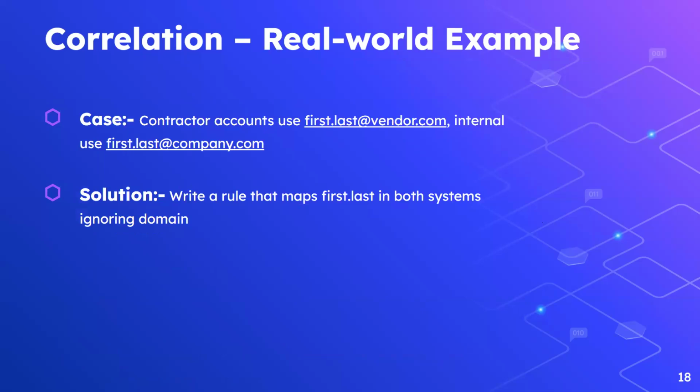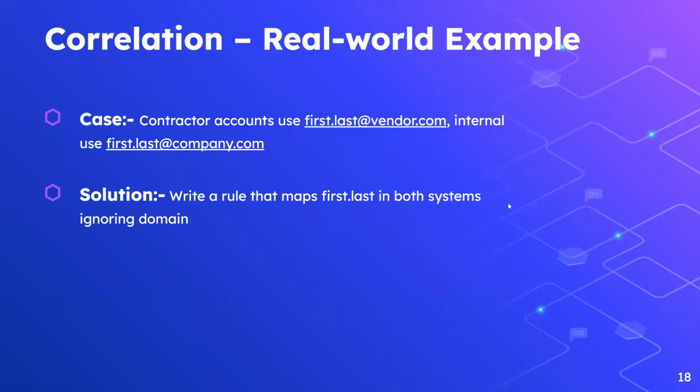So yeah, the same example I provided to you, the contractor accounts, these vendor accounts, they have their own vendor mail as well, and they have to use their company mail as well. So the solution is basically write a rule that maps the first dot last in both systems, ignoring domain. So whether it is at vendor.com or whether it is at company.com, it will still consider the first dot last name in both the systems. So duplicate identity will not be created. And there will be correlation between at vendor.com and at company.com.